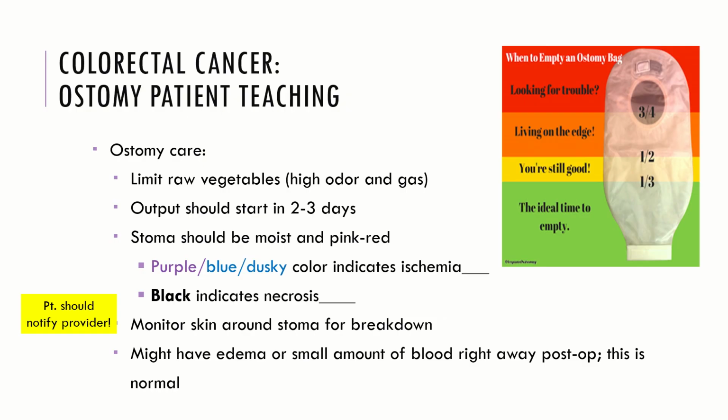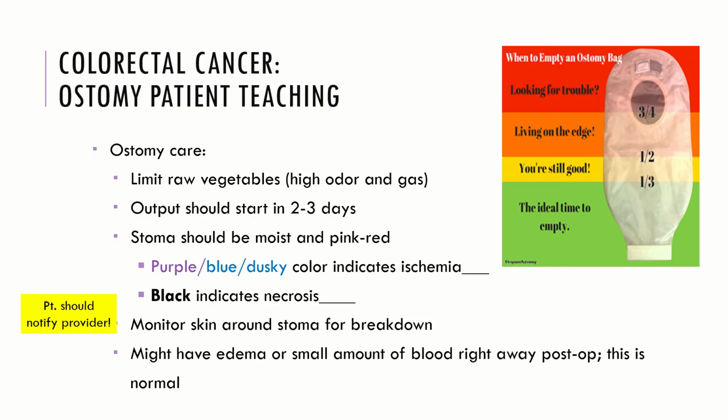We want to monitor the skin around the stoma for breakdown. Usually with new stomas, there's going to be a lot more breakdown because of the adherence of the bag itself around the skin around the stoma. And so usually there's going to be some redness, some breakdown. And so if we can avoid that, if at all possible, we just need to keep monitoring it. Might have edema or a small amount of blood around the stoma itself for the first couple of days. That's normal post-op to have that edema or that blood around it, but after a week or so it should never come back like that.